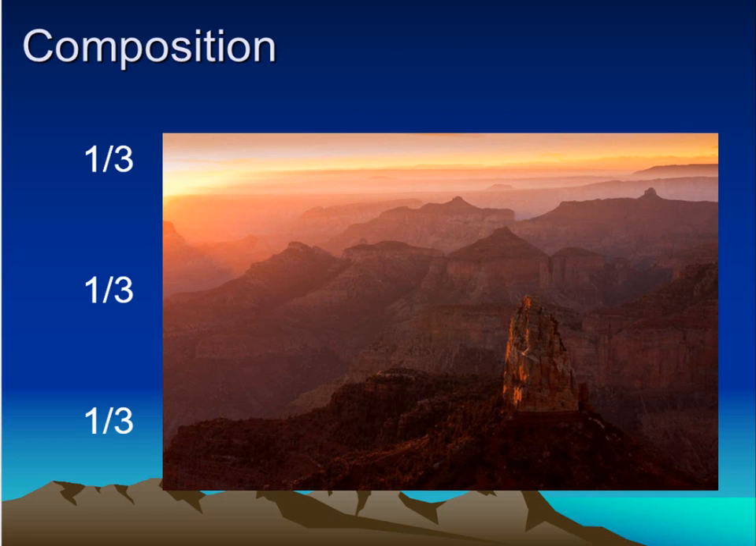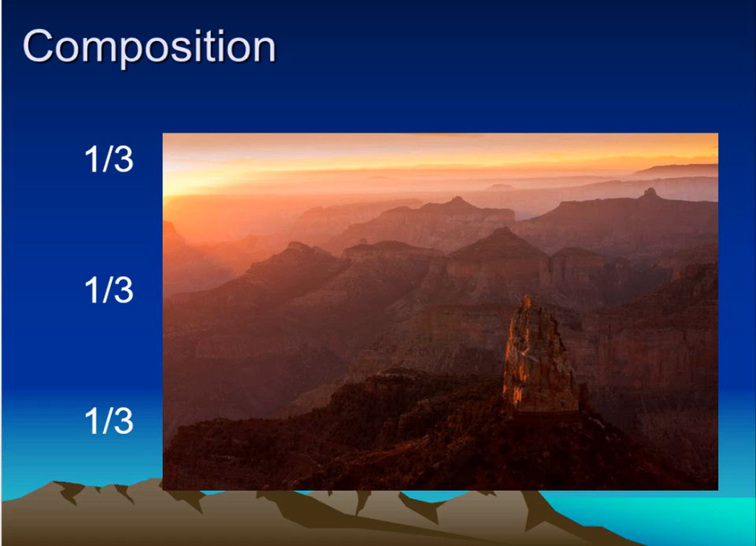This is the Grand Canyon, and I can look at this as a 1/3, 1/3, 1/3, giving equal importance to the layered sections of the canyon, but also notice that the peak in the foreground, which has got a famous name that I can't think of at the moment, is placed in a 1/3 hotspot.